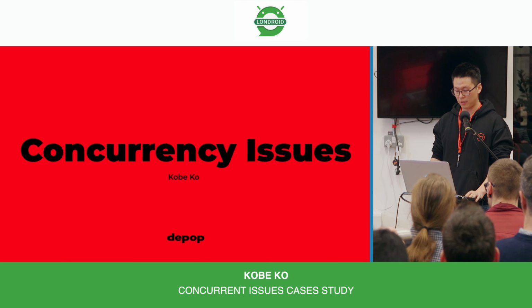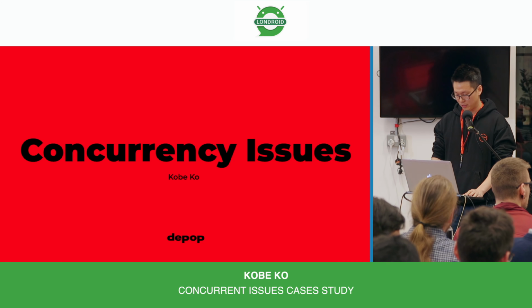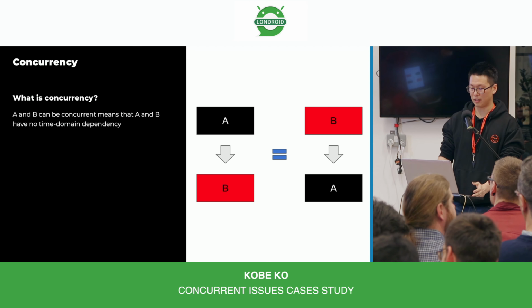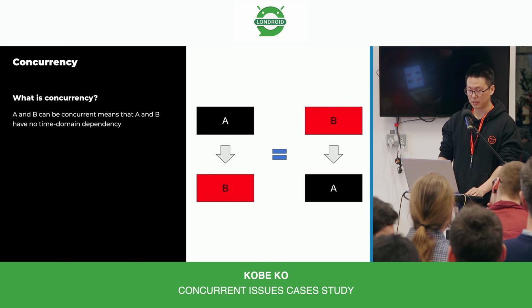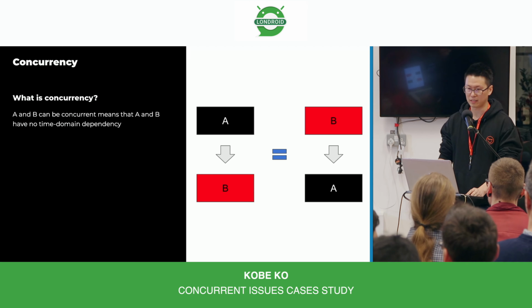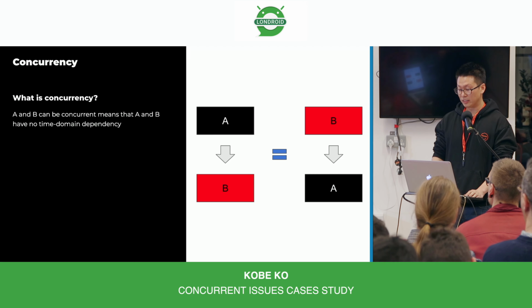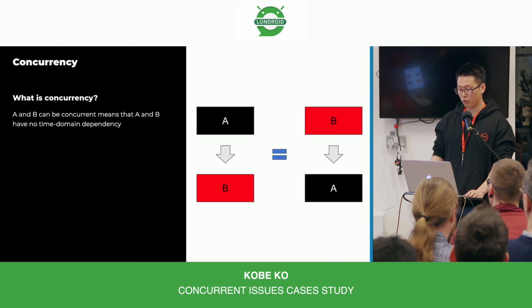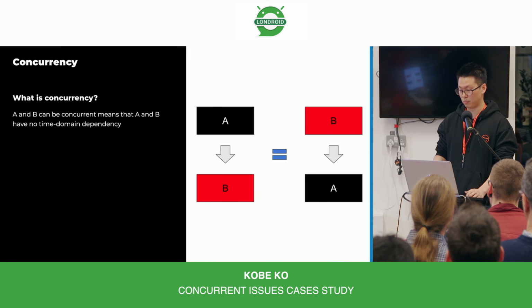Today I will talk about the concurrency issues we have at Depop and how we solve them. So let's first start with what concurrency is. When we say A and B can be concurrent, it means they have no time dependency. It doesn't matter which one gets executed first. A and B can be executed in any random order, but the result will always be the same.